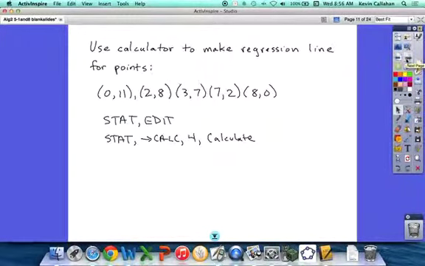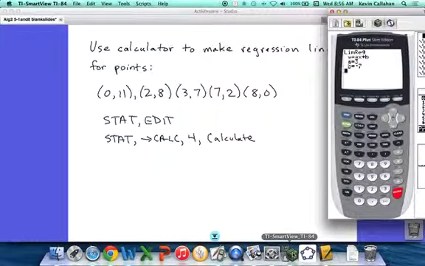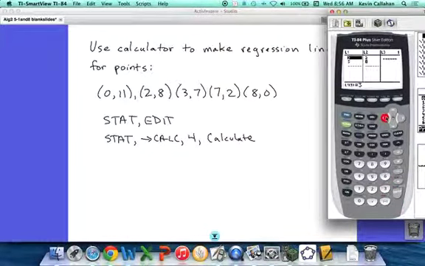So let's try to do the same thing with this one. I'm going to go ahead and do it here. Stat, remember, what do we do first? We go stat, edit, or enter, and then under L1, let's put all our X values: 0, 2, 3, 7, 8.